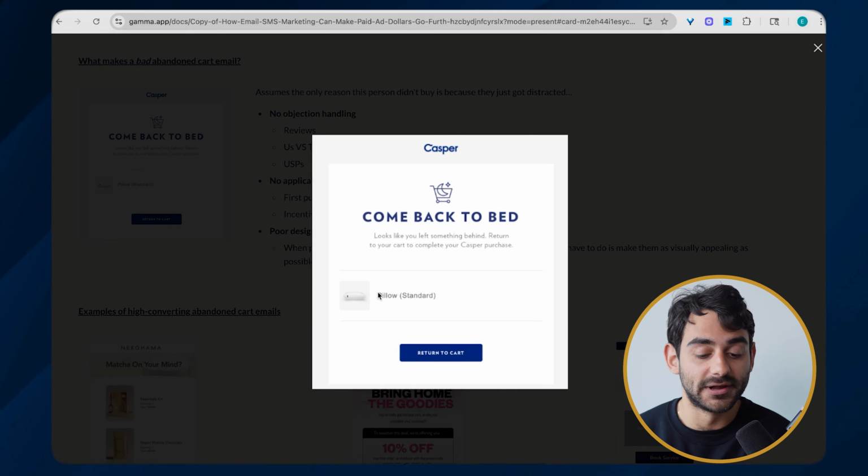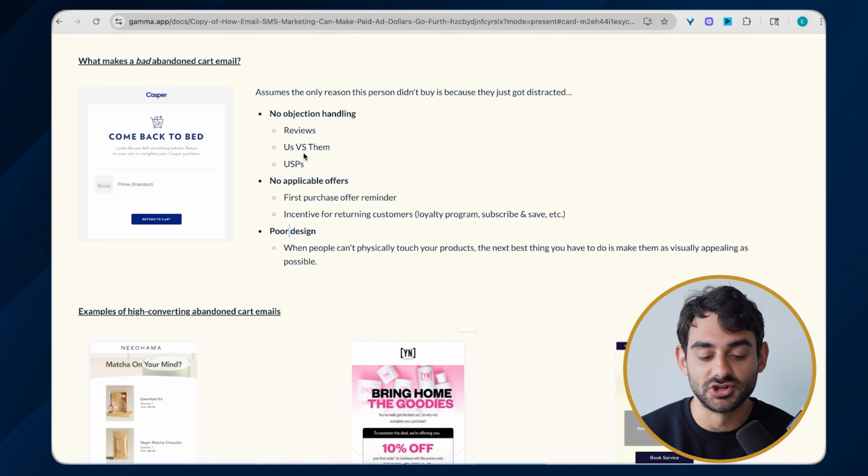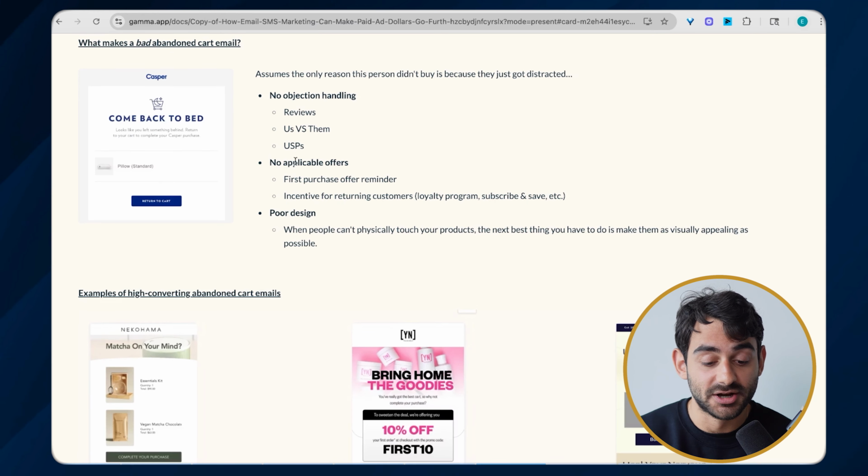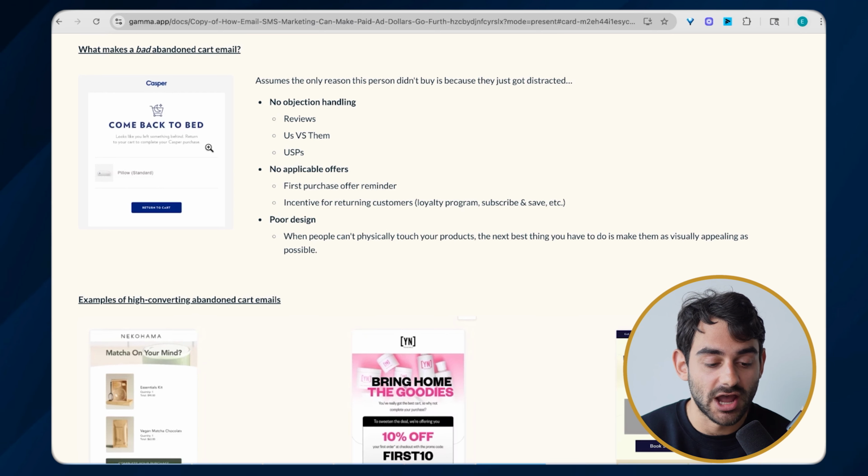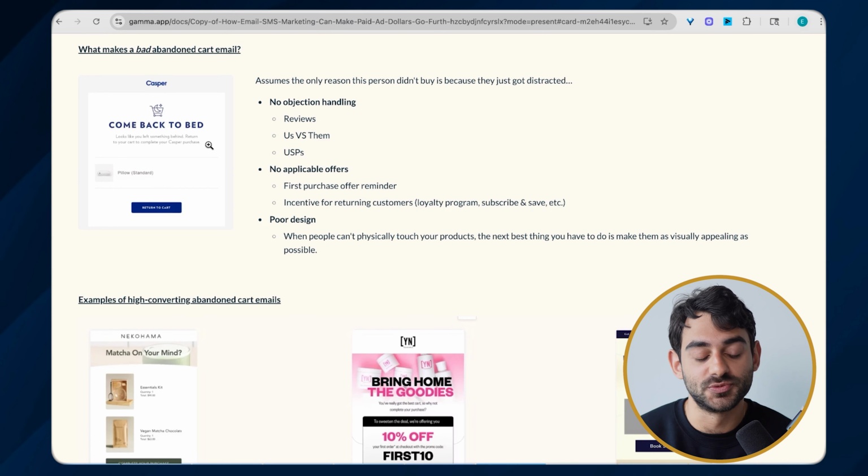Another form of objection handling could be an us versus them block, which would basically compare this Casper pillow to other pillows on the market and show you exactly what you're getting from Casper that you're not getting from other brands. Because a common objection is usually just, I'll buy it somewhere else. There's also no applicable offers. If this is my first time on Casper's site and I am eligible to use my welcome offer, they're not reminding me of that here.